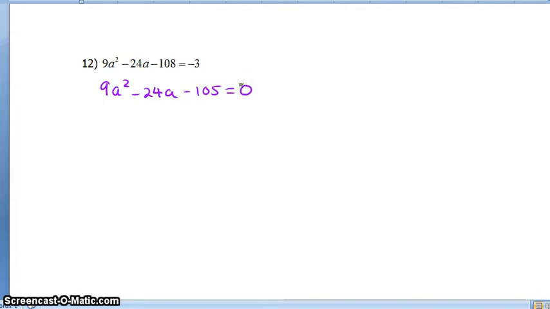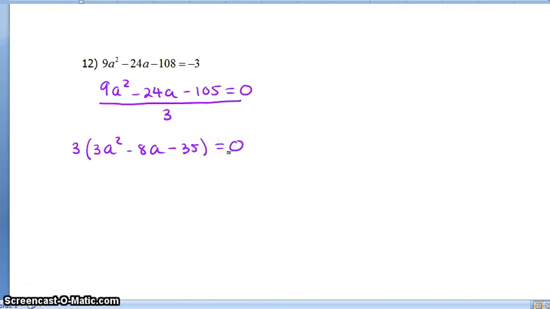The next thing you should always look for when factoring is a greatest common factor, a GCF. So if I look at 9, 24, and 105, I notice that they all have a 3 in common. So I'm going to divide this entire equation by 3, and I'm going to put that 3 on the outside, and then what's left over is going to be 3a squared minus 8a minus 35. And that's still going to equal 0.